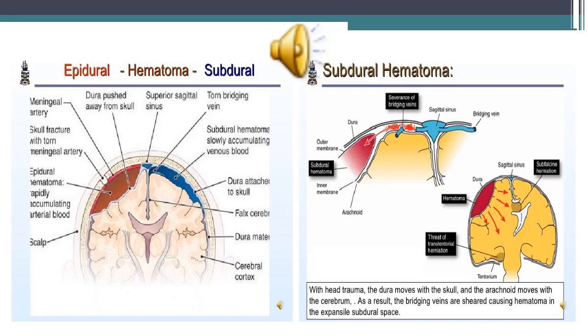In subdural hematoma, during injury, the dura moves with the skull and the arachnoid moves with the brain. As a result, the bridging veins are sheared, causing hematoma in the expansile subdural space. The hematoma will gradually accumulate, causing a pressure effect on the underlying brain and causing herniation and coning.